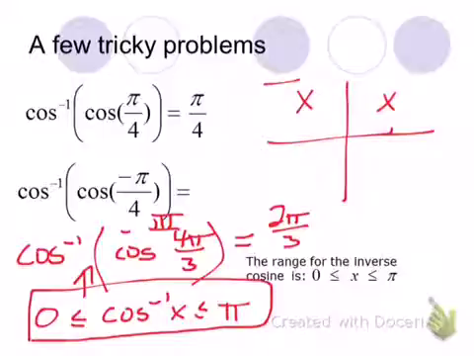And again, if you wanted to look at this in your calculator, it will tell you that the inverse cosine of 4 pi over 3 is 240.